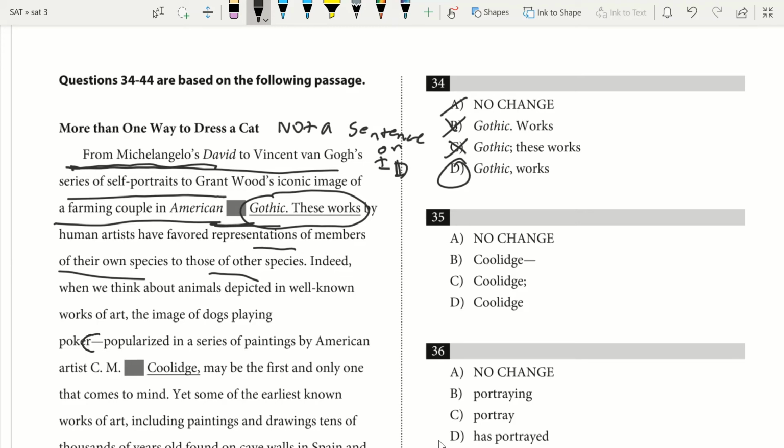Well, when I see this here, I know I have my em dash setting off my non-essential phrase or clause, popularized in a series of paintings by American artist C.M. Coolidge, and since I have an em dash here, I also have to have an em dash here to properly end that non-essential phrase or clause. So we can go ahead and answer B, and we move on.